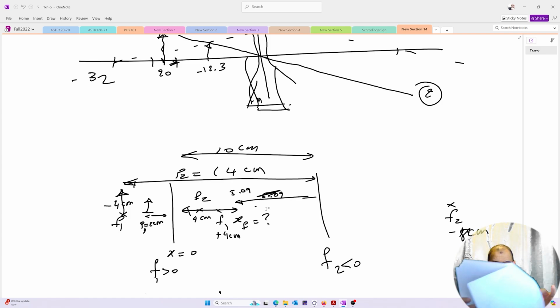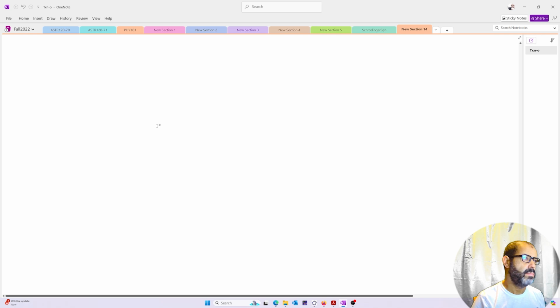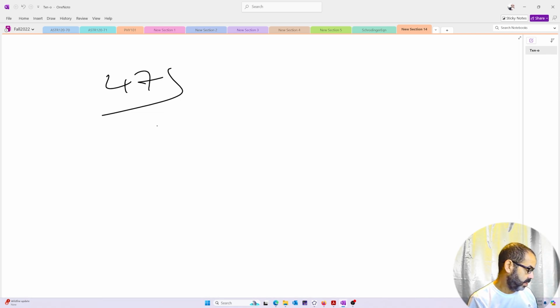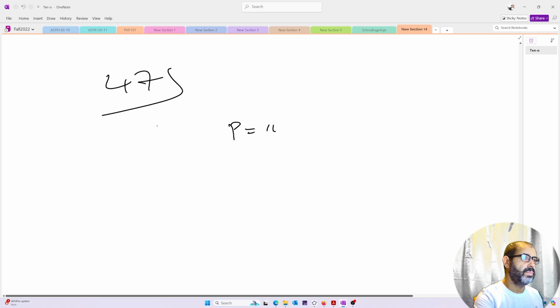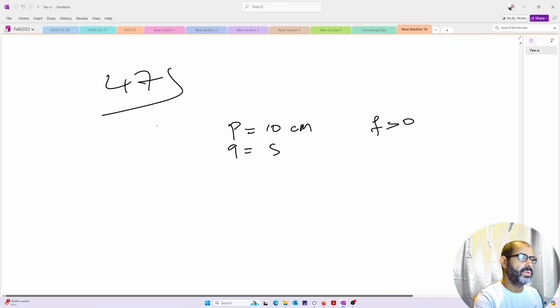Problem 47 from page 779. It says in here, you have an object placed 10 centimeter from a concave spherical mirror. So I have P equals to 10 centimeters, and it's concave, therefore F is positive, okay? And it's a mirror, so that you know, produces an image 8 centimeter from the mirror, okay? So we have Q is equal to 8 centimeters. A real image, that means it's positive, okay?